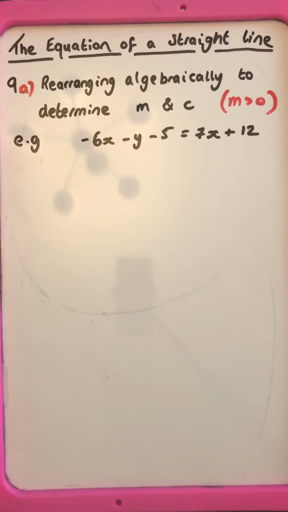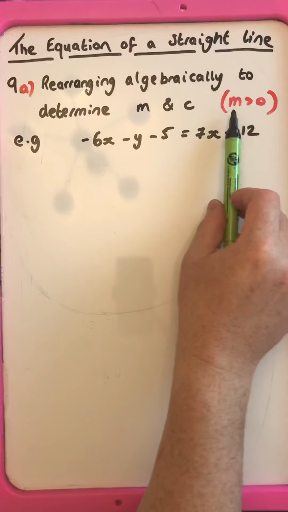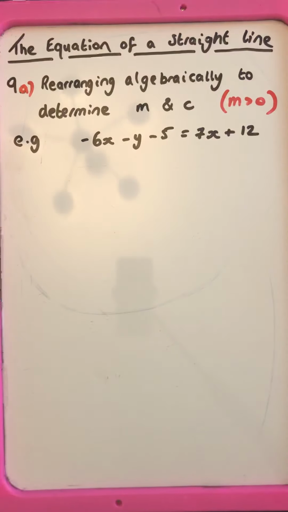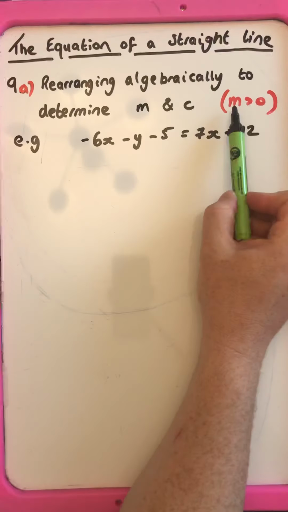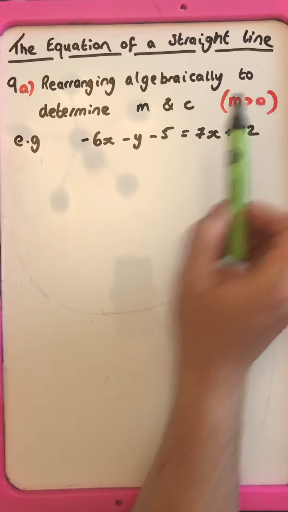I'm going to look at the equation of a straight line. We're going to rearrange algebraically an equation and determine the gradient and the y-intercept. Now this lesson's part A and we're going to look at gradients which are all positive. So m greater than 0.